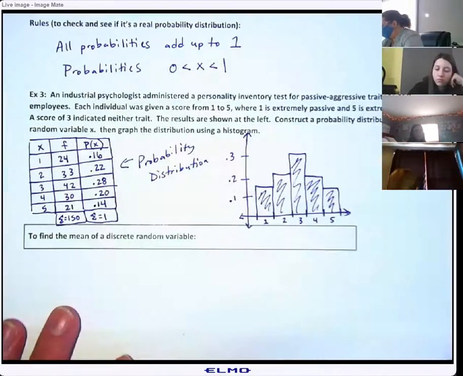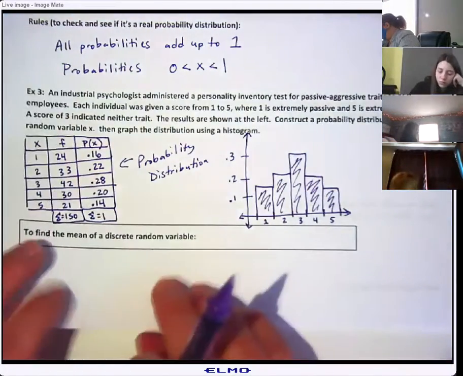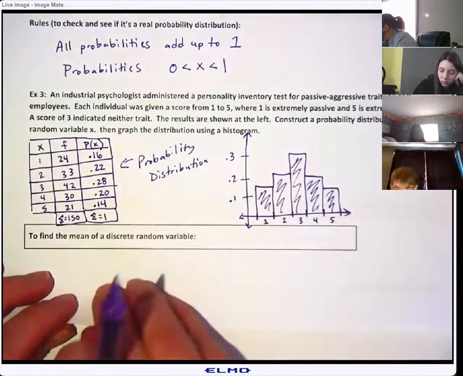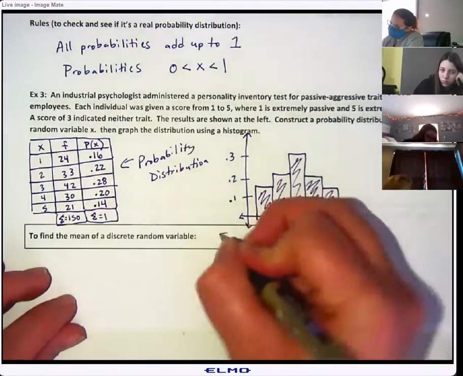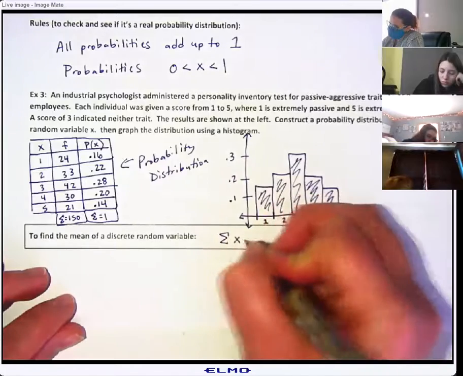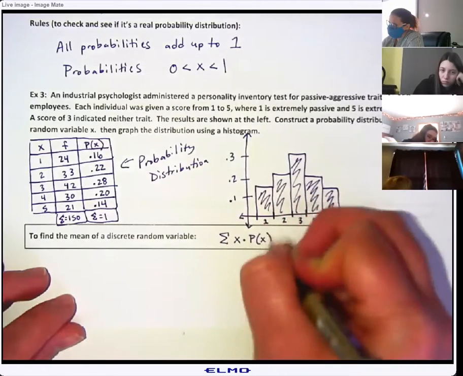All right, to find the mean of a discrete random variable, you essentially add up all of the x's times their probabilities.